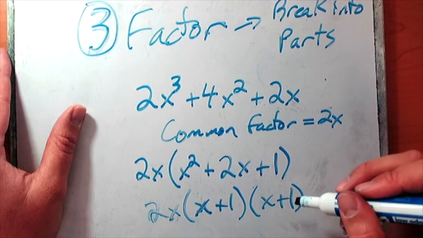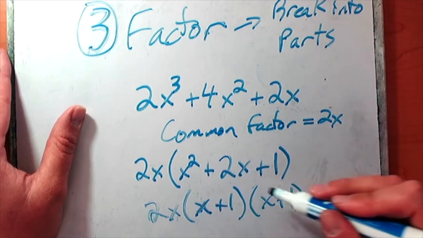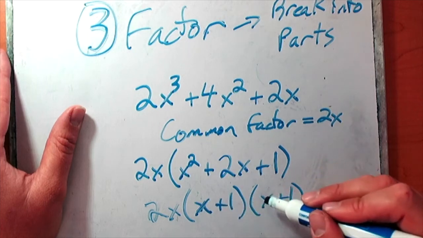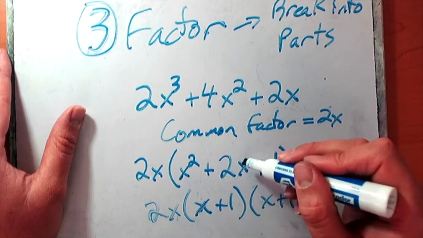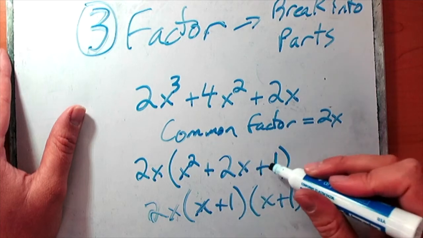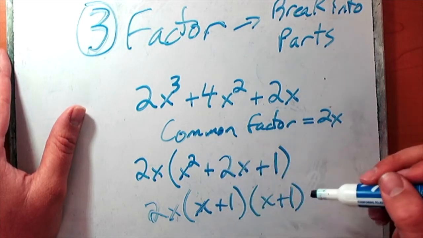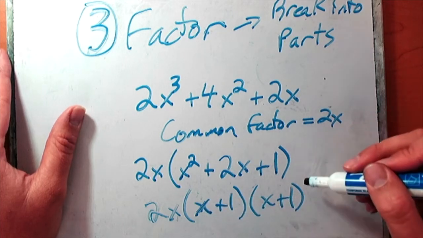Okay. So x times x is x squared. x times 1 is 1x. 1 times x is 1x. So I've got that other 1x and this 1x that gets me 2x. And 1 times 1 is 1. This is a quadratic. I factored it into its two factors.